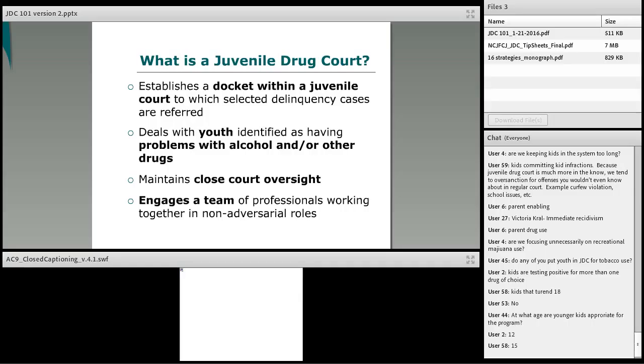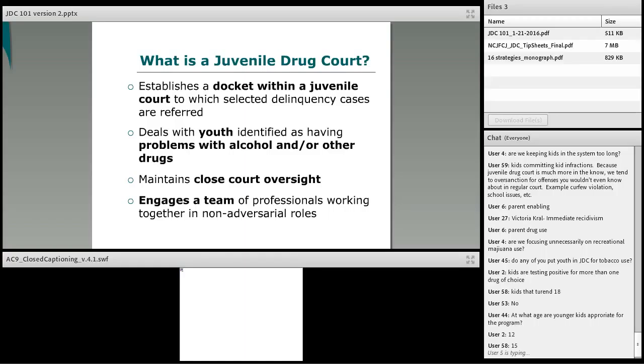Oh, and there's a question in the chat about at what age are younger kids appropriate for the program? And I see that some folks are going as young as 12 and some as high as 15. Developmentally and depending on their levels of use, I would say most juvenile drug courts are taking kids that the average age is somewhere between 14 and 17 and a half.